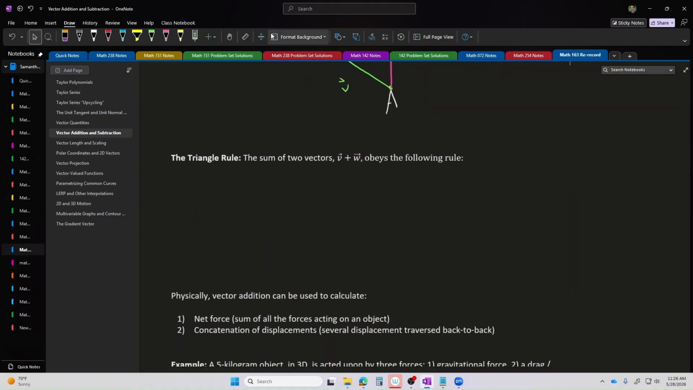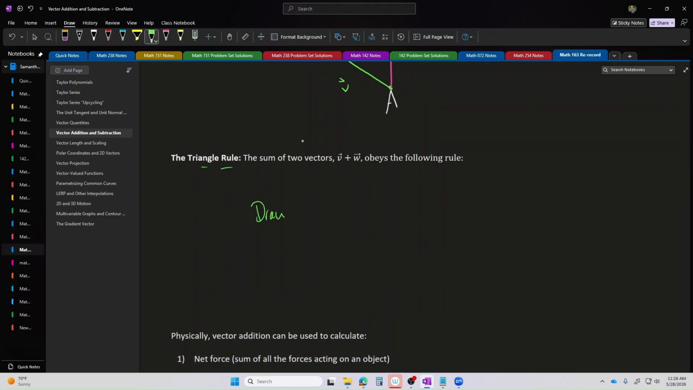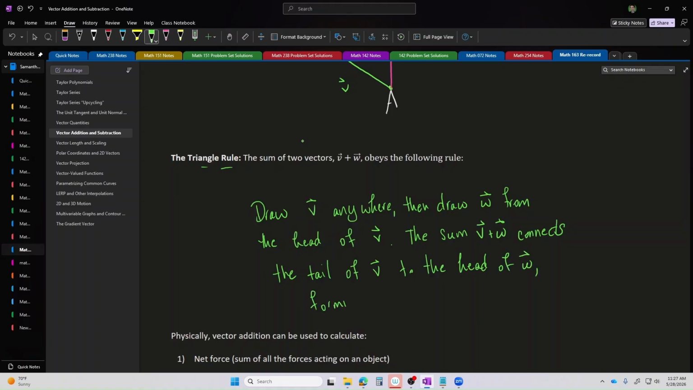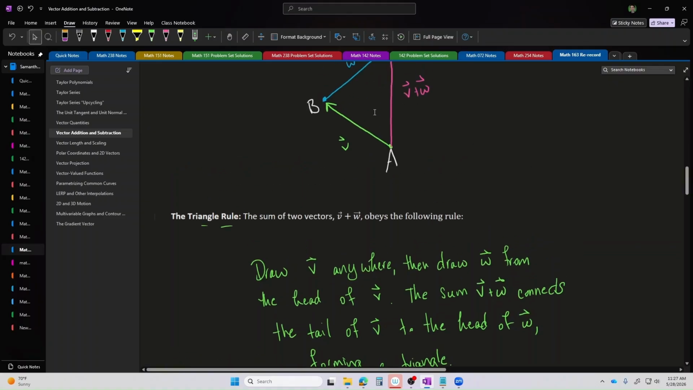To summarize this rule, I could say something like the following. Draw v anywhere. Then draw w from the head of v. The sum v plus w connects the tail of v to the head of w, forming a triangle. Triangle rule for vector addition. So this is how we understand vector addition graphically.